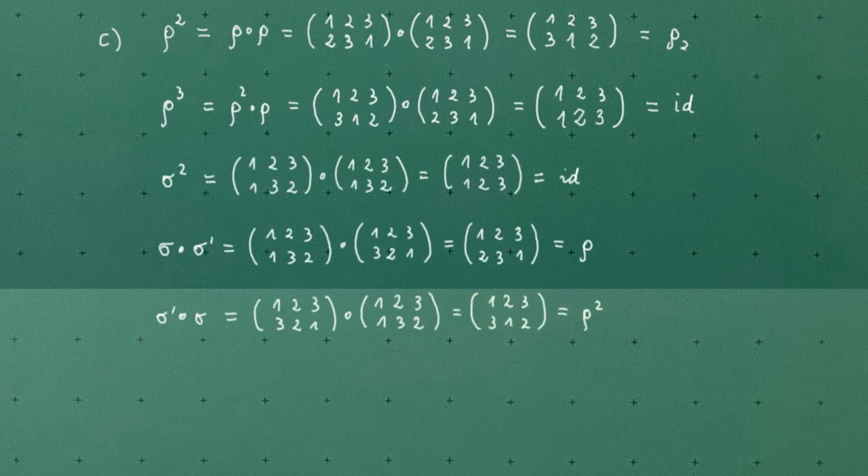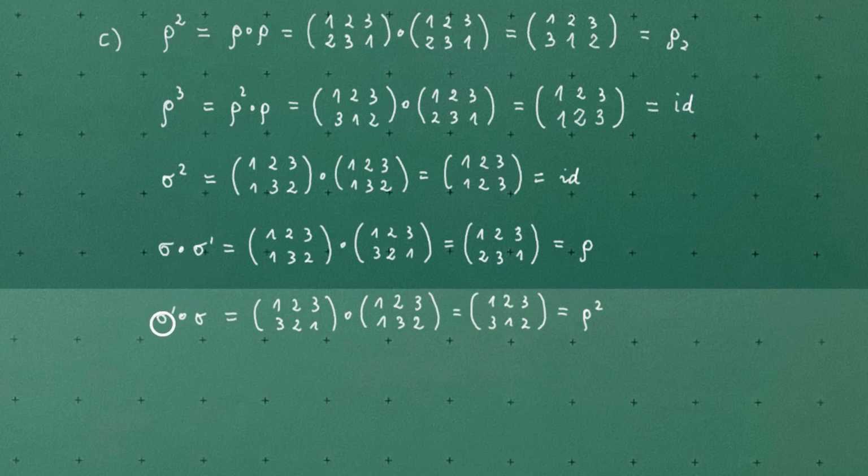Okay, now a bit faster. Sigma squared, we observed this before in part B, is the identity. Sigma composed with sigma prime. This is a bit interesting. If you compose two reflections, you end up with a rotation. I would encourage you to think about this in your mind, or just cut out a triangle and then flip it about the corresponding axes, and you'll see you'll end up with the same result as if you had rotated the triangle by 120 degrees.